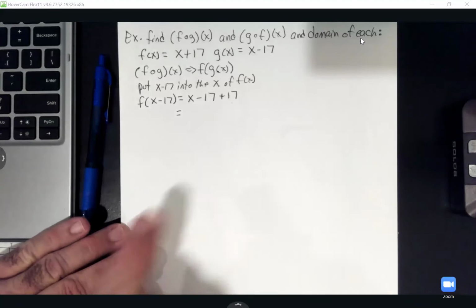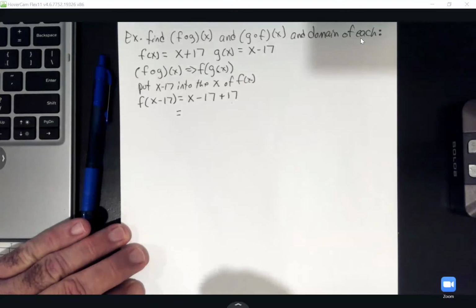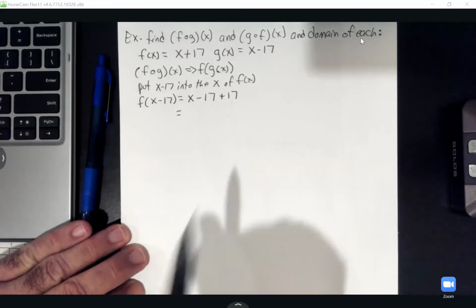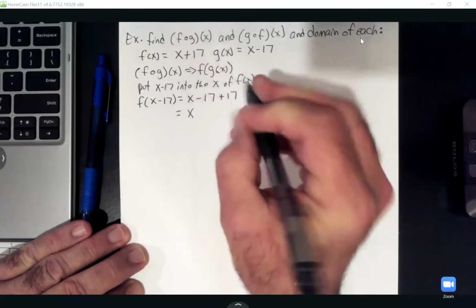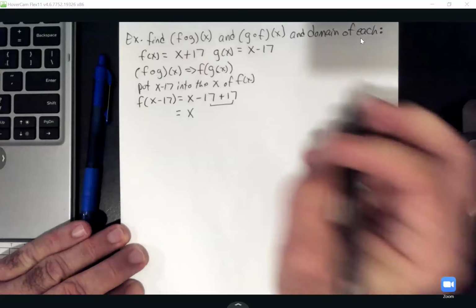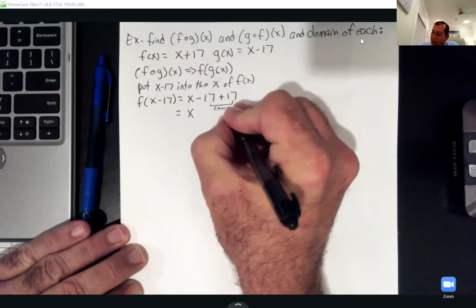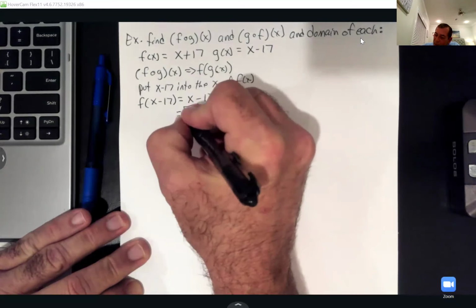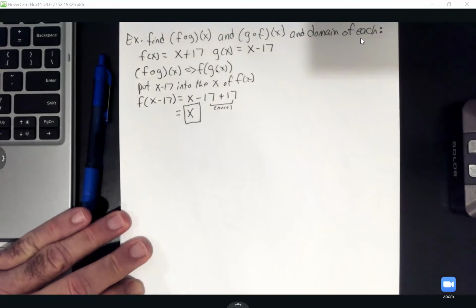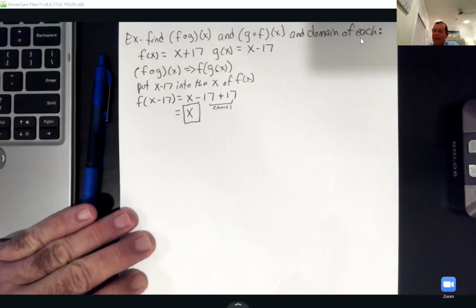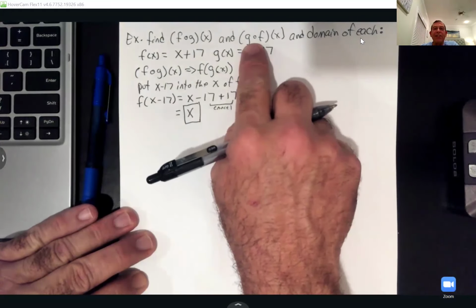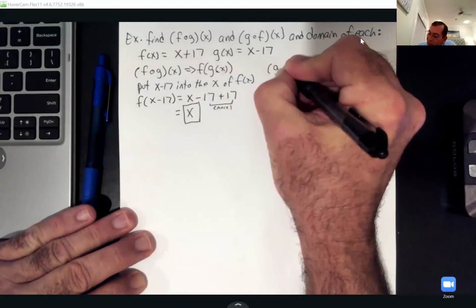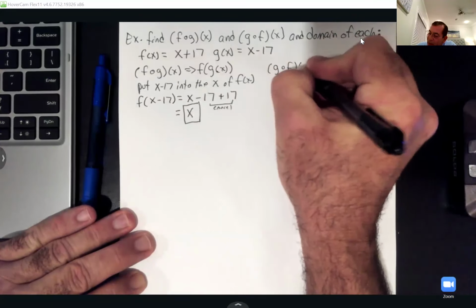It's just an x, right? Because the negative 17 and plus 17 cancel each other out. So that means f compose g of x equals x. Then they said find g of f of x, so g compose f of x.